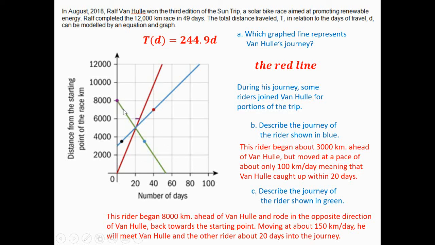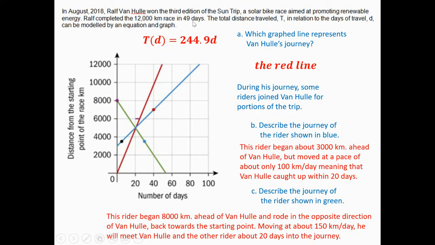Okay, so if they're going in opposite direction, they also met him at that same day 20. They met there just like that other rider. They all kind of met on day 20 because at that point, this person has gone so far back and Van Hoele is so far from the starting line, they meet. All right, so moving at about 150 kilometers per day. So again, I found the slope of this person's graph. He will meet Van Hoele and the other rider about 20 days into the journey. Okay, great. So you need to be able to decipher graphs like that.